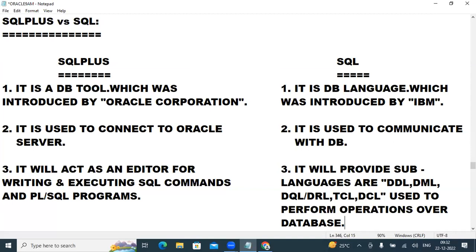Okay, so these are the main purposes of SQL Plus and SQL. Even though SQL Plus is not only for connectivity purpose, it will also act as an editor. Now all of you know this: every programming language, if you want to write programs, you definitely use editors. Yes or no? Yes.